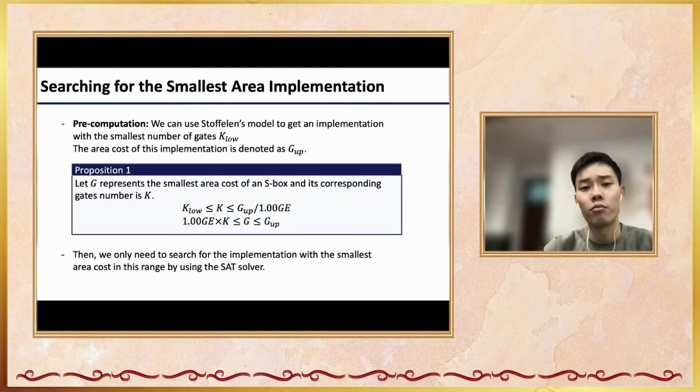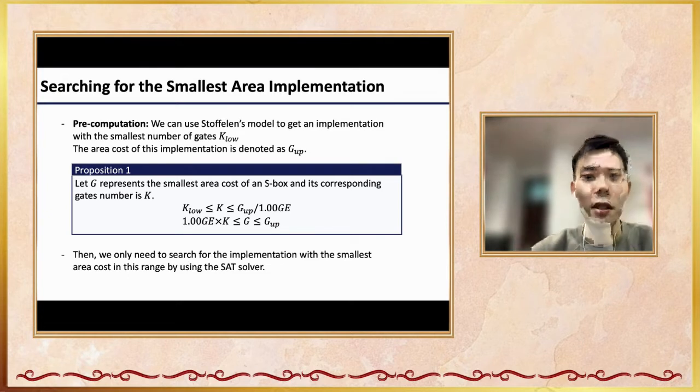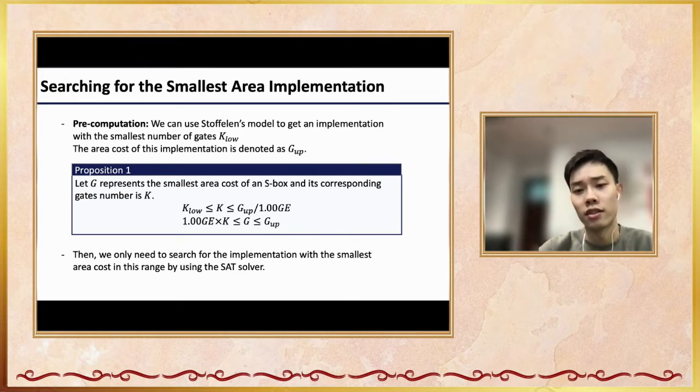Then we can use Stoffelen's model to get an implementation with the smallest number of gates, K_low. The area cost of this implementation is denoted as GAP. So K must be greater than or equal to K_low and no more than GAP. Otherwise, even if all gates are NOR and AND gates, the area cost will be greater than GAP. Then we only need to search for the implementation with the smallest area cost in this range by using the SAT solver.